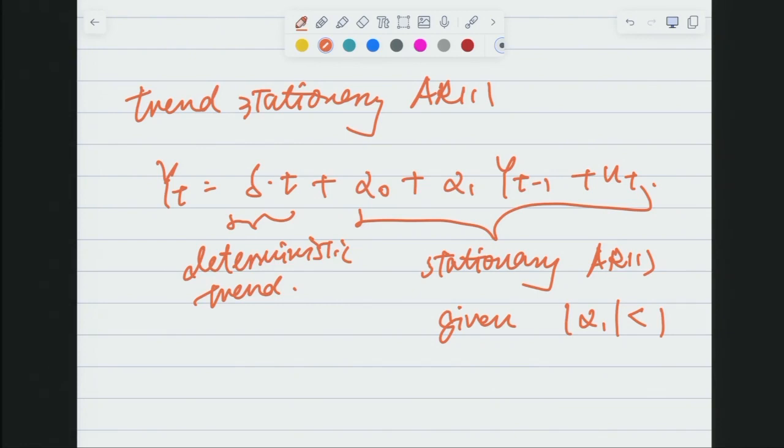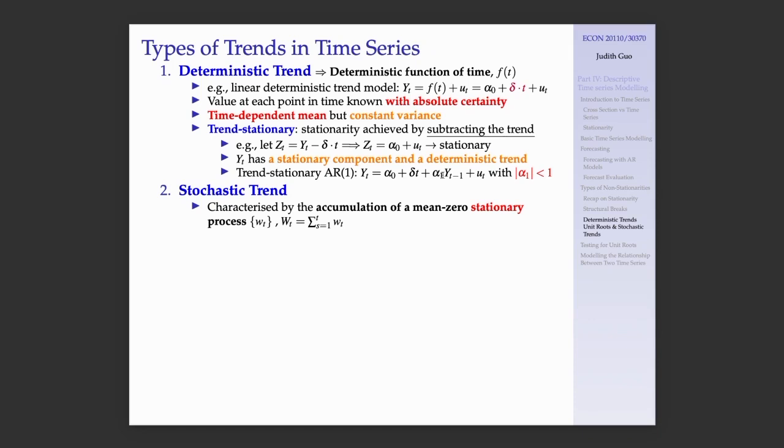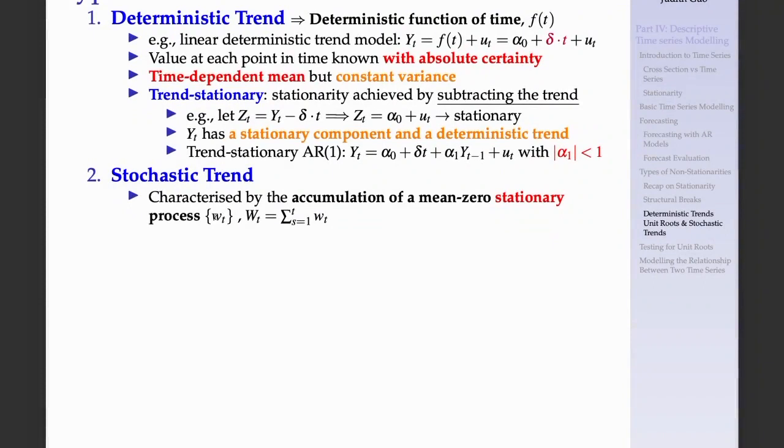And we do not need to restrict the trend to be something that is perfectly predictable. We can also allow the trend to be unpredictable, and this is what is called the stochastic trend. Essentially, the stochastic trend is characterized by the accumulation of a mean zero stationary process, the wt. Okay? So the lowercase w follows a mean zero stationary process. The uppercase W, which is the stochastic trend, is just the accumulation of the observations in this mean zero stationary process.